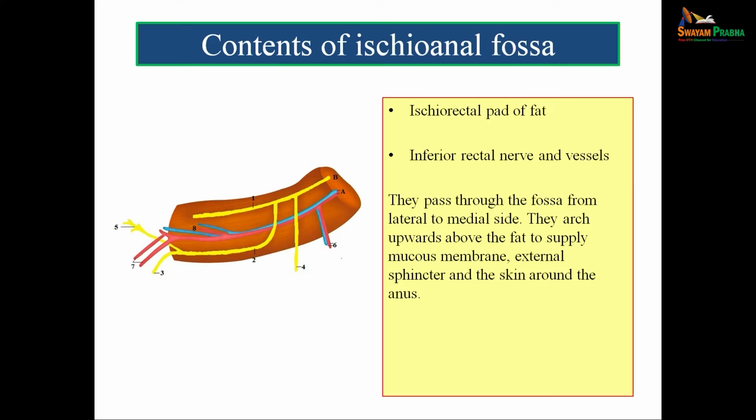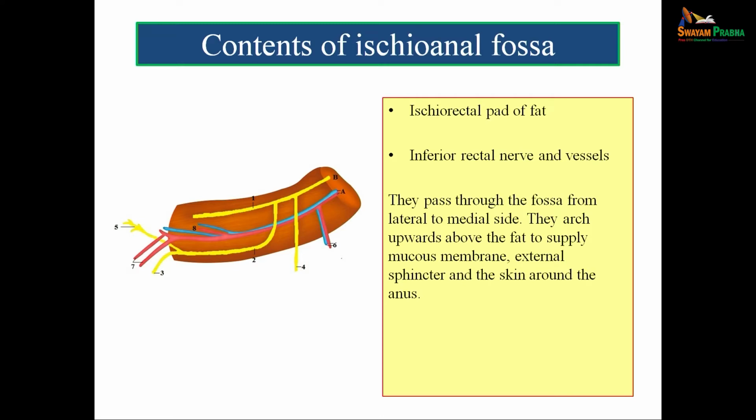So far we have mentioned 2 contents, one is fat and the other is the pudendal canal. The most important component is the ischiorectal pad of fat. The second important component is the inferior rectal nerves and vessels. Inferior rectal vessels are represented by 6 in the figure, while inferior rectal nerves are represented by 4. Blue and red represent the pudendal artery and vein, while yellow represents the pudendal nerve lying in the pudendal canal.